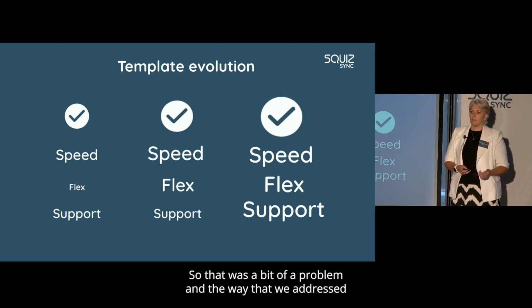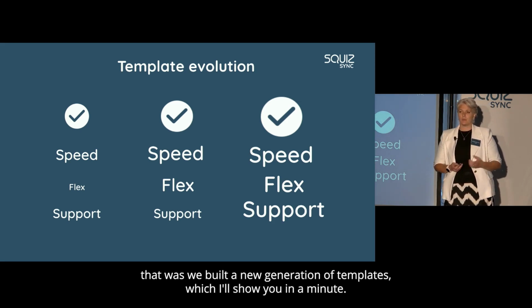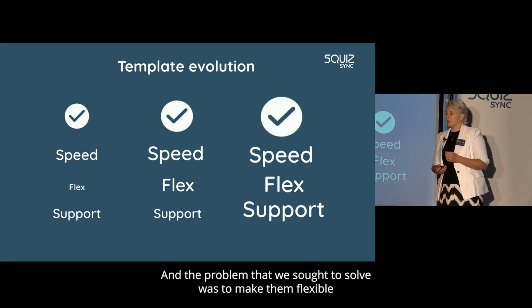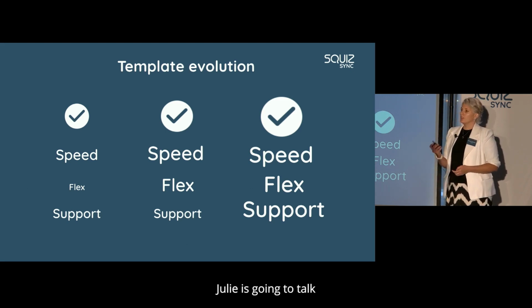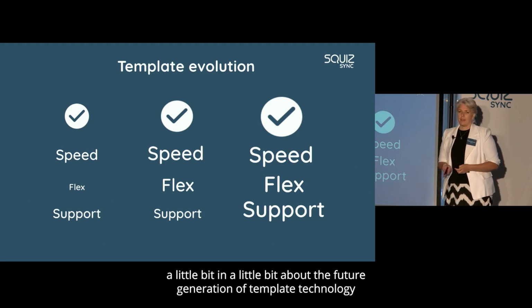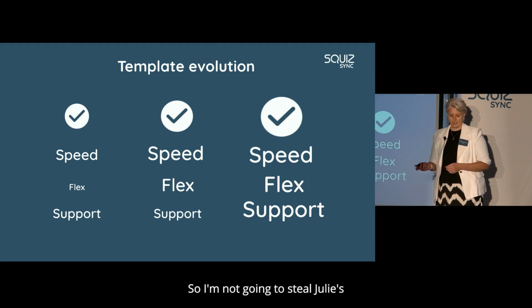So that was a bit of a problem, and the way that we addressed that was we built a new generation of templates, which I'll show you in a minute, and the problem that we sought to solve was to make them flexible so that you could both get speed and flexibility from that deployment. Julie's going to talk in a little bit about the future generation of template technology and what's just around the corner, so I'm not going to steal Julie's surprise there.